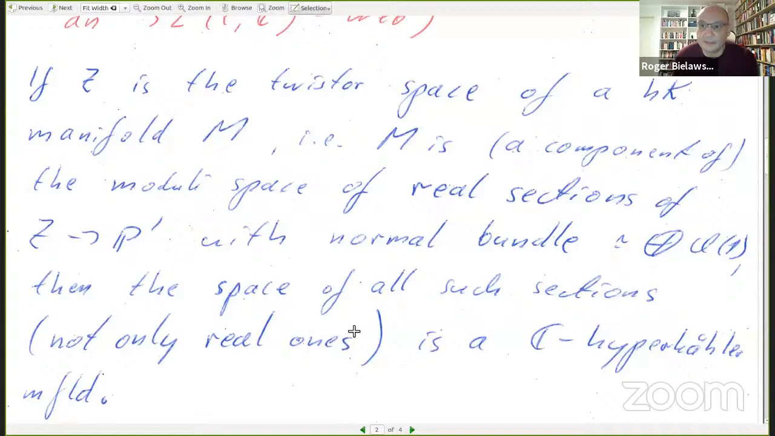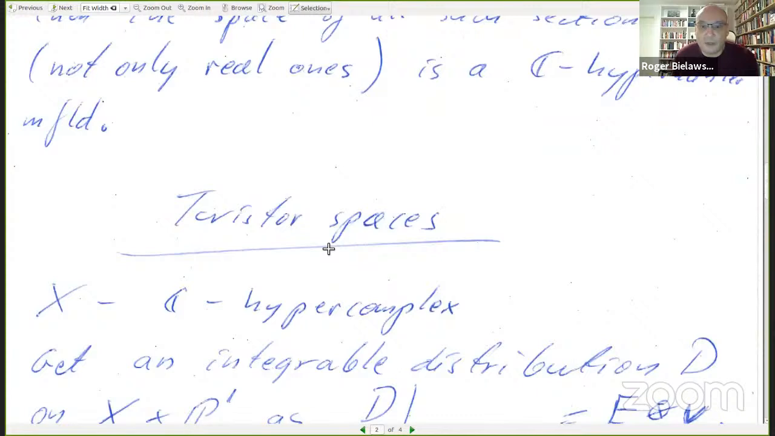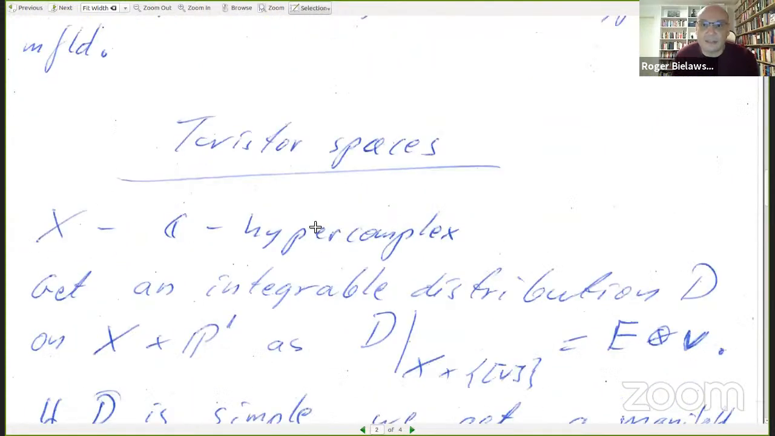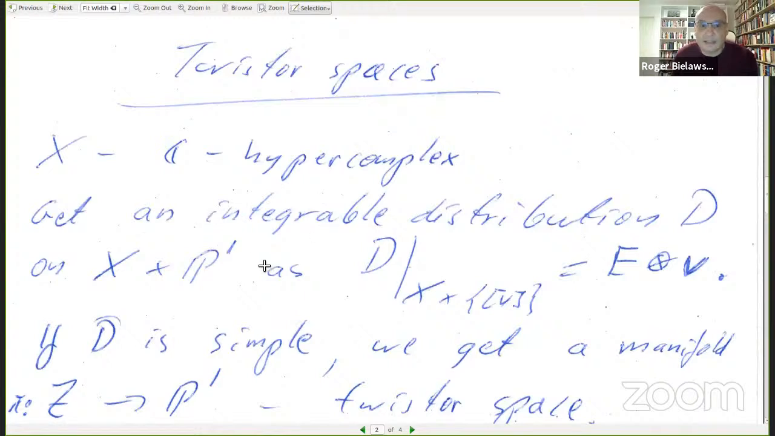Okay, so let me share a few words about twistor spaces of these complex hyperKähler manifolds. We can define an integrable distribution on X times P1 just by taking this distribution for any non-zero vector v in C2. Sorry, Roger, can I ask a question?